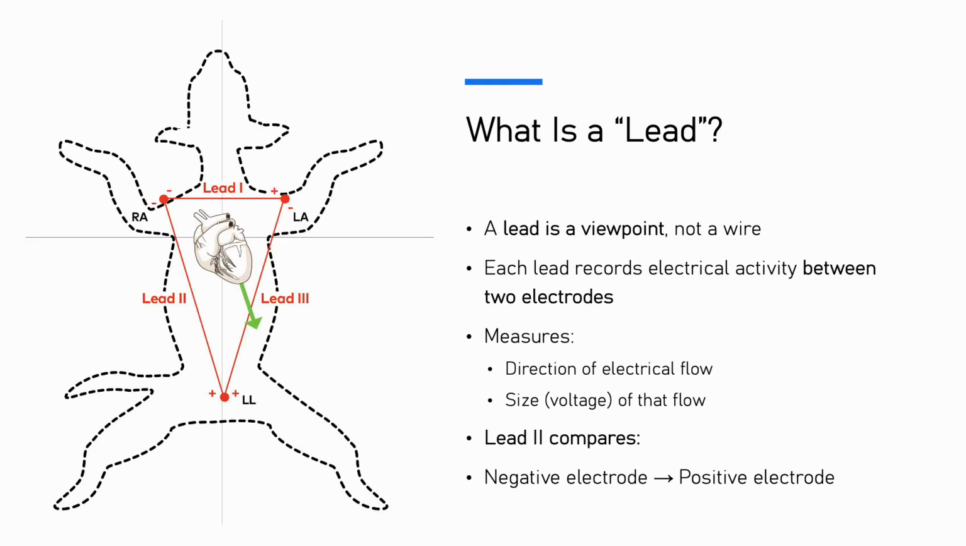So what is a lead? The lead is a viewpoint. It's not really the wires themselves. So the lead is where we place the wires to detect the electrical activity. Each lead records electrical activity between two electrodes. It will measure the direction of electrical flow and the voltage of that flow. Lead 2 compares the negative electrode to a positive electrode. For lead 2, the most important leads are the right arm and the left leg.